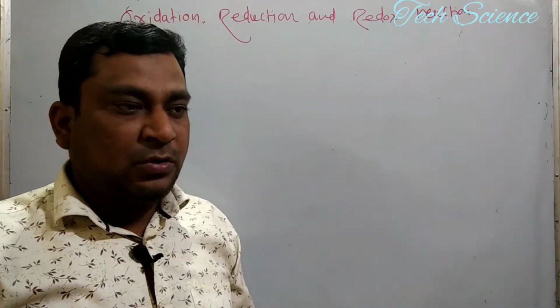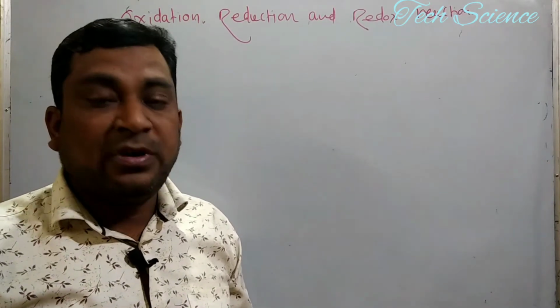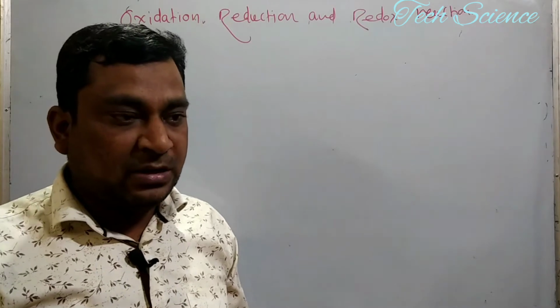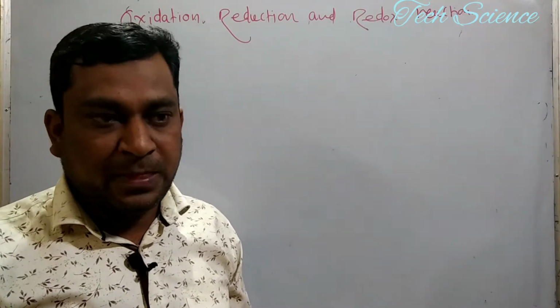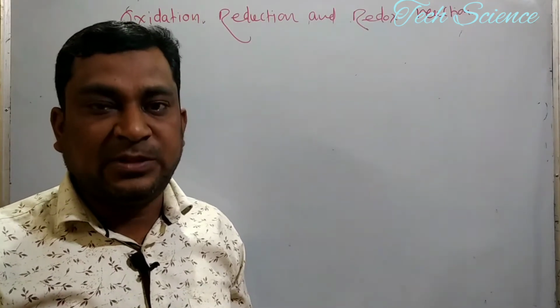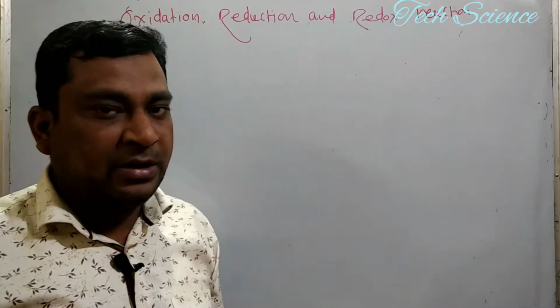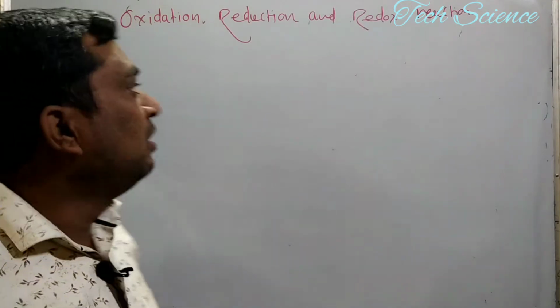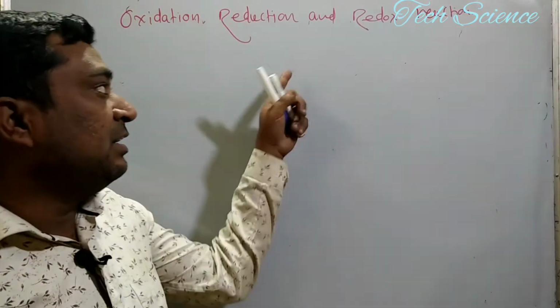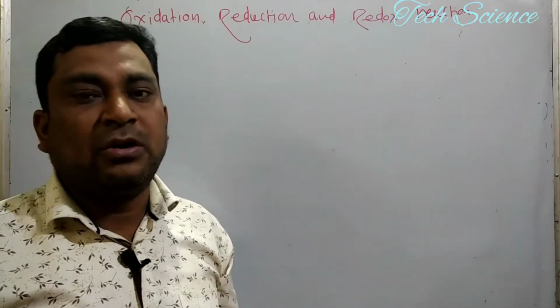I posted two to three days before on YouTube the different types of chemical reaction we have, like the combination reaction, decomposition reaction, displacement reaction and double displacement reaction. This is the second part, and here three types of reaction we have to study. The first one is oxidation, second is reduction, and third is called the redox reaction.